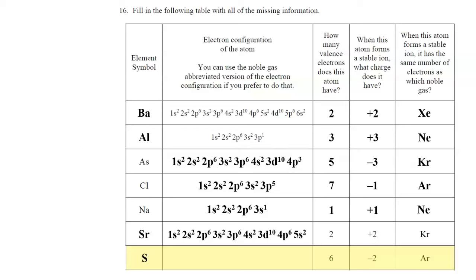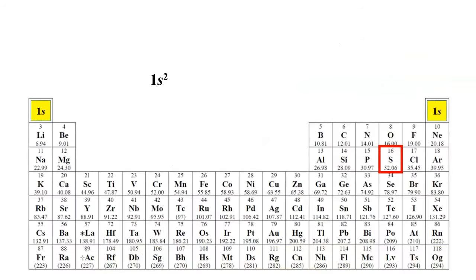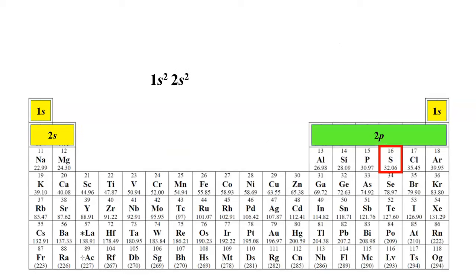Let's write the electron configuration for sulfur. And the electron configuration for sulfur would be 1s2, 2s2, 2p6, 3s2, and then finally 3p4. So that's the complete electron configuration.